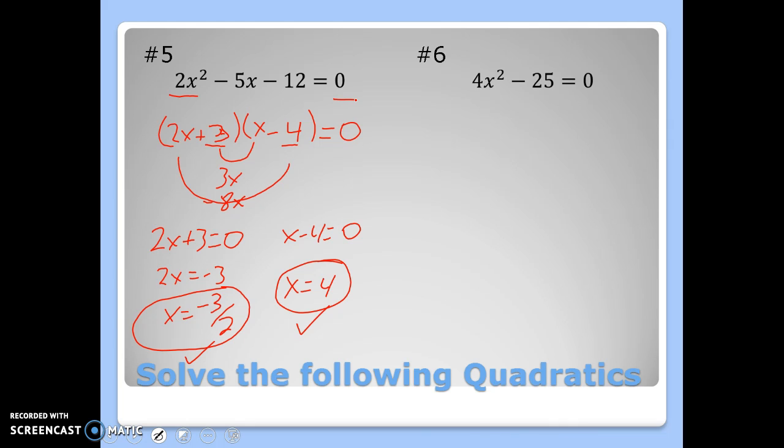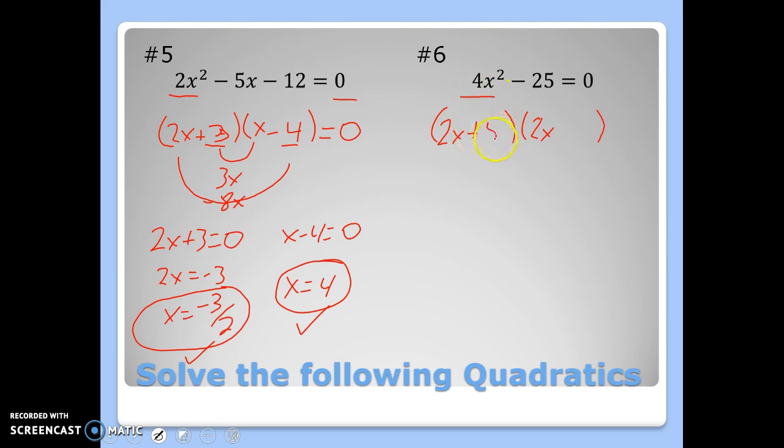Let's take a look at number 6. Again, this is kind of a different one, but we can factor this. It just doesn't have a middle term. I would start with 2x and 2x. If this doesn't work, then I'd have to go back and try like 4x and 1x. But 2x times 2x does give me 4x squared.